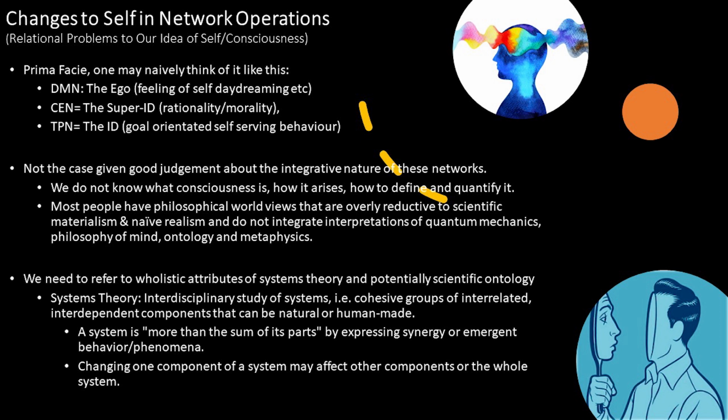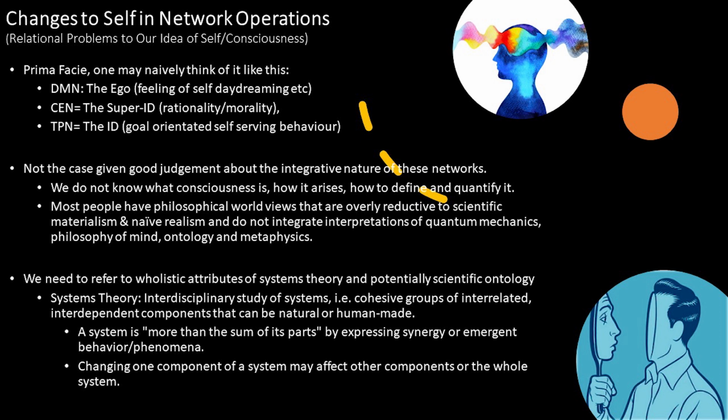So we really don't know what consciousness is and how it arises, or how to define or quantify it. Most people have philosophical worldviews that are overly reductive, tied to scientific materialism and naive realism, and do not integrate interpretations of quantum mechanics, philosophy of mind, ontology, and metaphysics. And we need to start bringing that into how we conceive the idea of self with respect to this research. We need to refer to holistic attributes of systems and potential scientific ontology. So we need to appeal to systems theory in this sense.